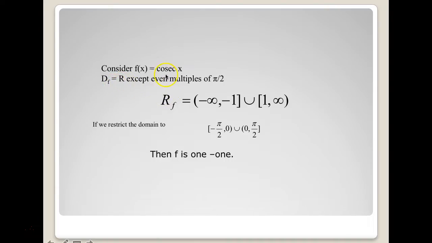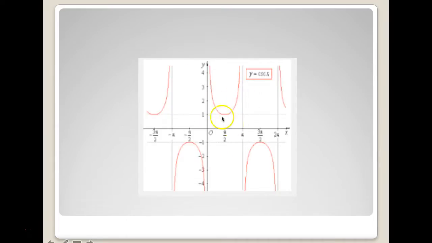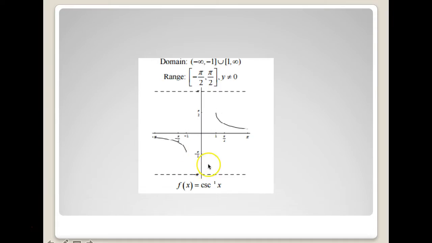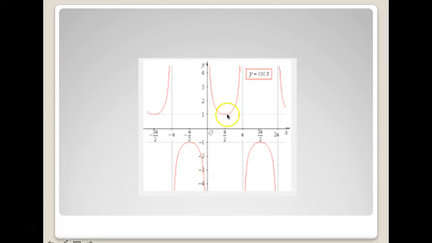range of cosec x. If we restrict the domain to the open interval minus pi by 2 to 0 union 0 to pi by 2, then the function is 1 to 1. So this is the graph of cosec x if we restrict the domain to the open interval minus pi by 2 to 0 union 0 to pi by 2. The function is decreasing in this interval and hence 1 to 1.